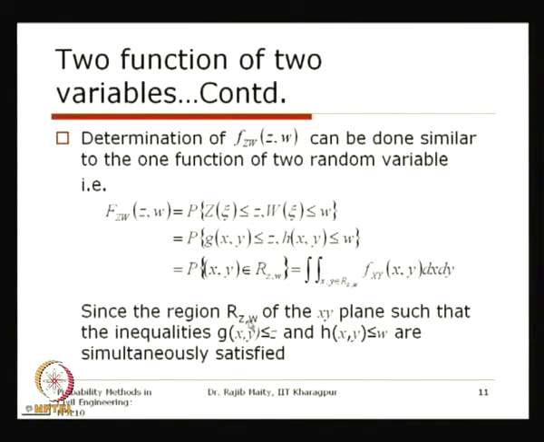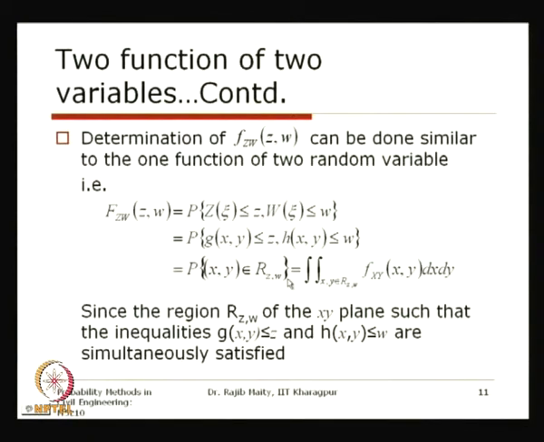The region R_zw of this xy plane is such that the inequalities g(x,y) less than or equal to z and h(x,y) less than or equal to w, that means these two events, are simultaneously satisfied. This word simultaneously is important here, as I was telling, that both these events should be satisfied simultaneously. That is what the joint occurrence means, and then only we will get their joint distribution.